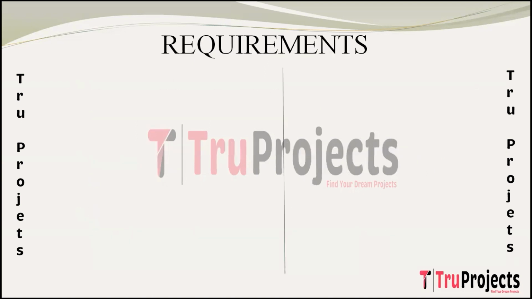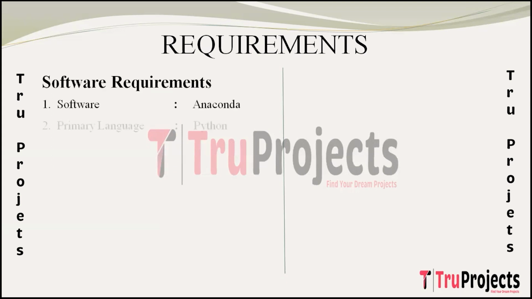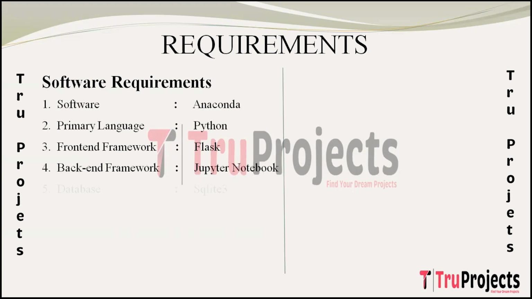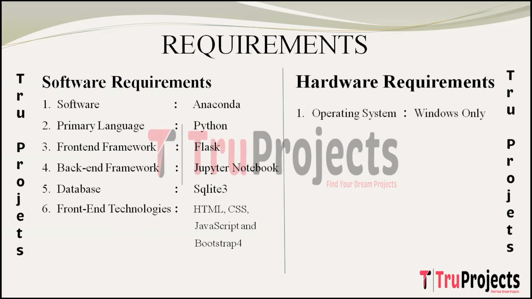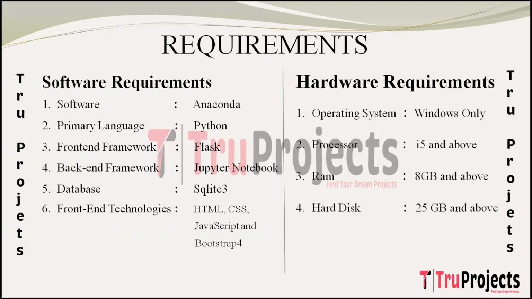Requirements needed to execute this project are software requirements. Software needed is Anaconda. Primary language used is Python. Frontend framework used is Flask. Backend framework used is Jupyter Notebook. Database used is SQLite 3. And frontend technologies used are HTML, CSS, JavaScript, and Bootstrap 4. Hardware requirements needed are operating system of Windows, processor of i5 and above, RAM of 8GB and above, and hard disk of 25GB and above.